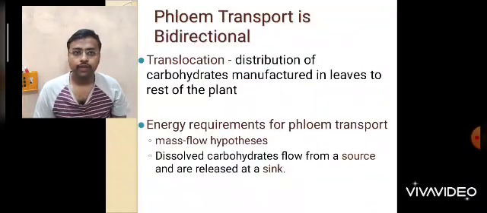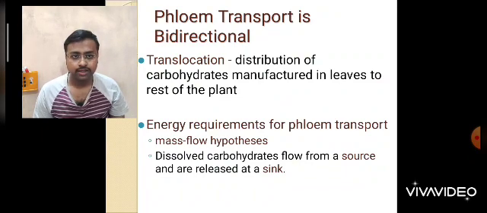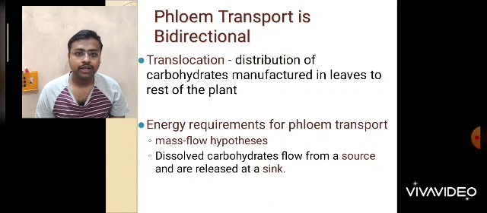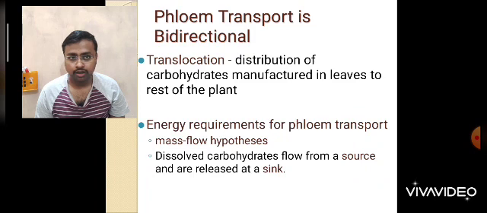Now we will take a look at the phloem transportation. Phloem is another type of complex tissue found in plant. Contrary to xylem, phloem transports nutrients and other substances, for example carbohydrates. The transportation of phloem is bidirectional. Why?